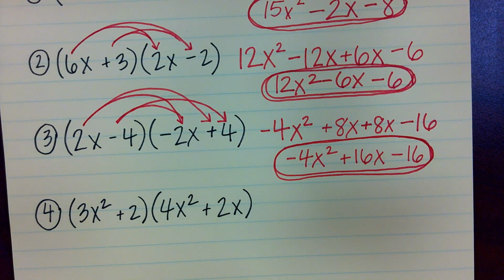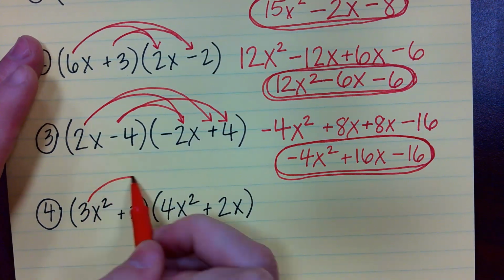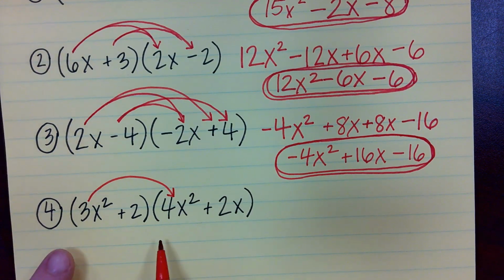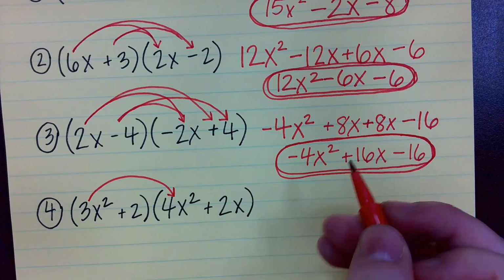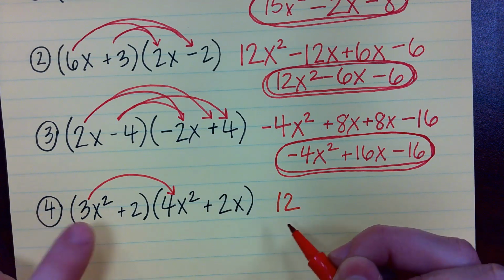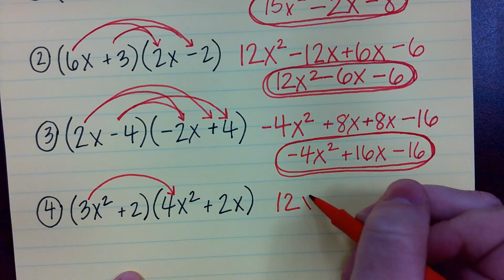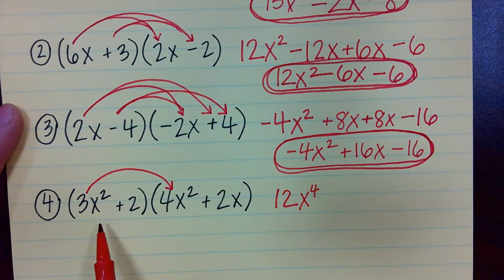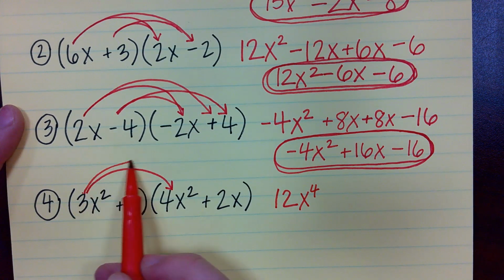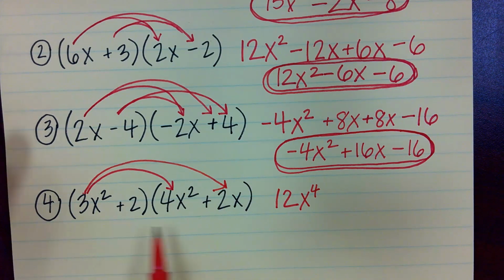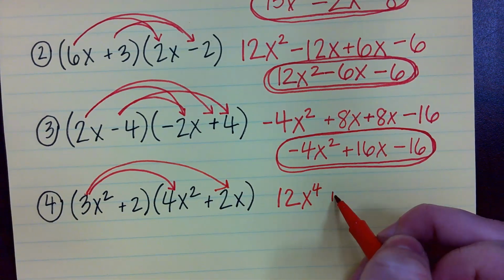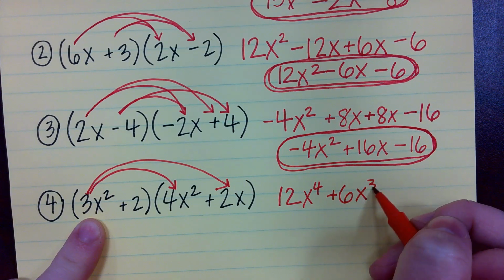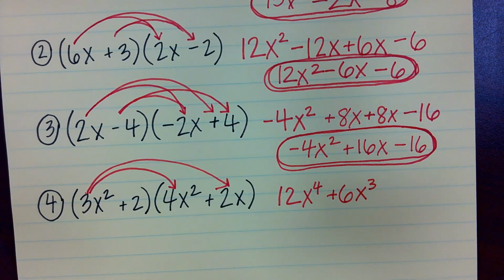What's my first step? 3x squared times 4x squared. Yes, 3x squared times 4x squared. First, what is 3 times 4? 12. And what's x squared times x squared? X to the 4th power. Good job, guys. Next one, what are we doing? 3x squared times 2. Perfect. What's 3 times 2? 6. And then x squared times x. X to the 3rd. Yes, x cubed or x to the 3rd power.